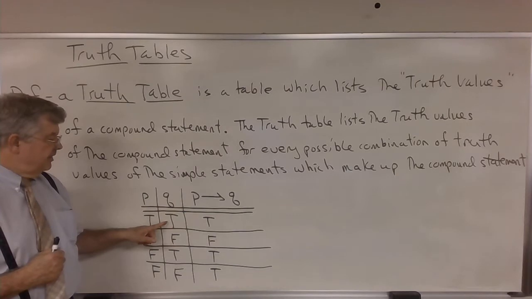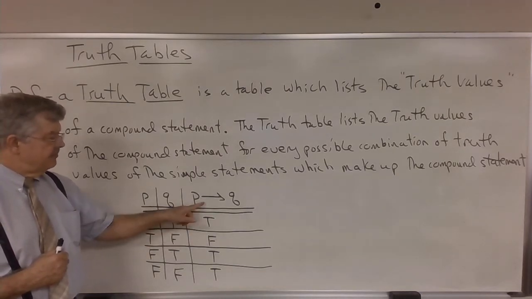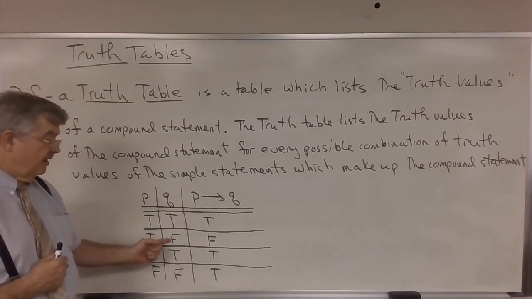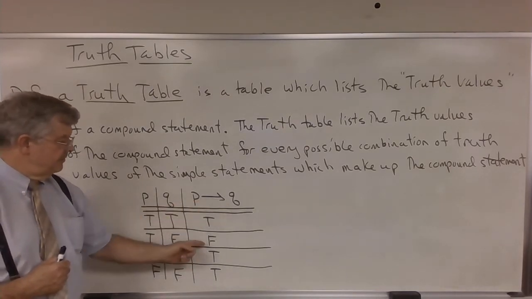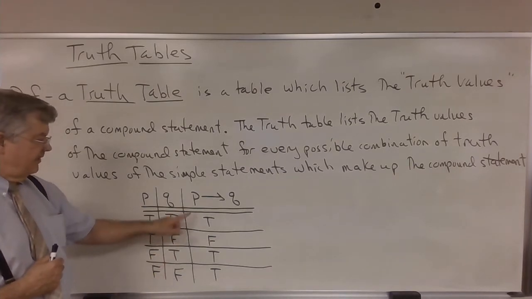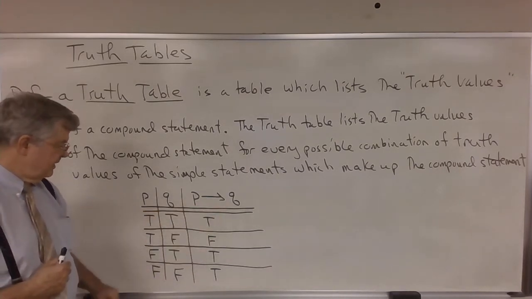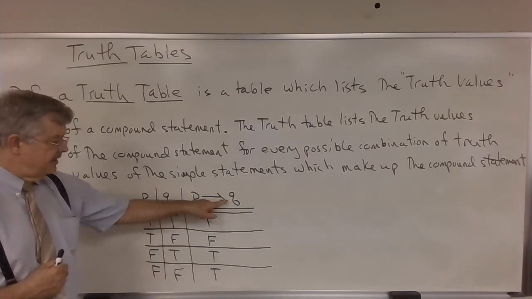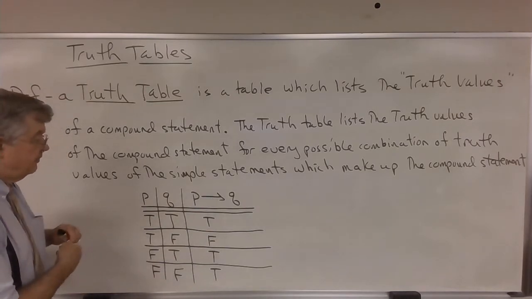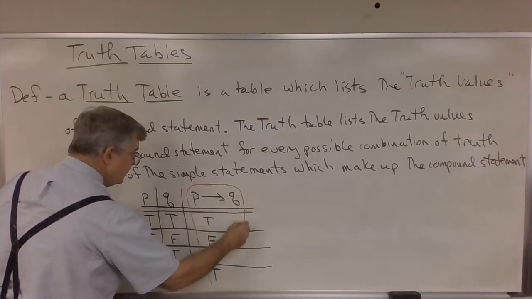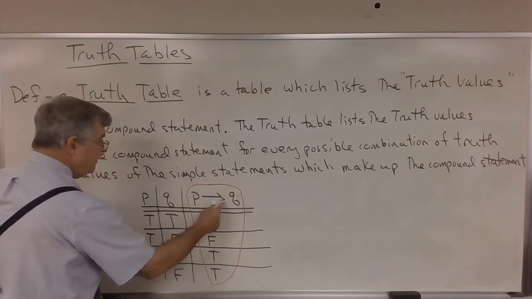If P is true and Q is true, then the statement if P then Q is true. If P is true and Q is false, then the statement if P then Q is false also. If P is false and Q is true, then if P then Q is true. If P is false and Q is false, the statement if P then Q is true also. So these are the truth values for our compound statement if P then Q.